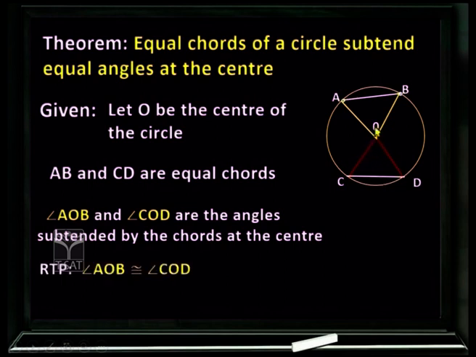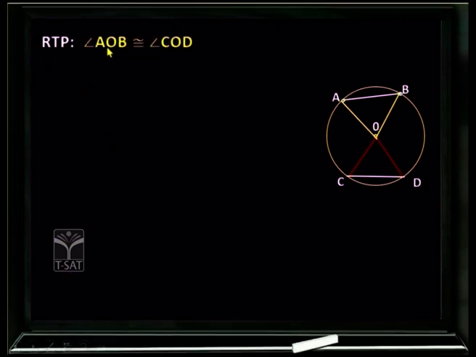Now, what do we need to prove? We need to prove angle AOB is equal to angle COD. These two angles are equal. We need to show that. So, what is the theorem? Equal chords of a circle subtend equal angles at the center. We have to prove angle AOB is equal to angle COD.